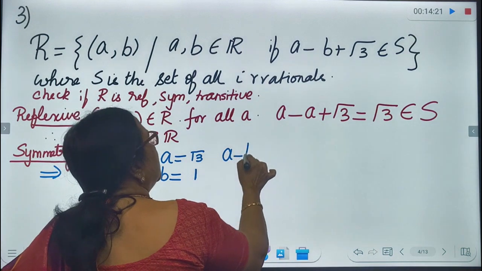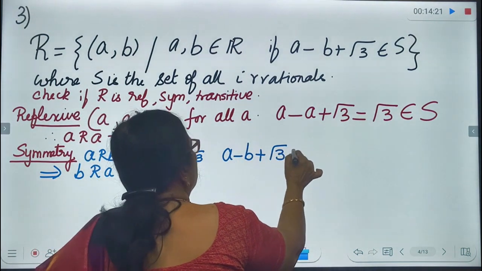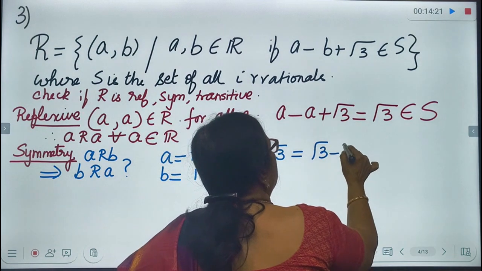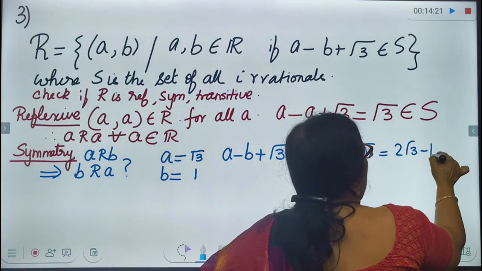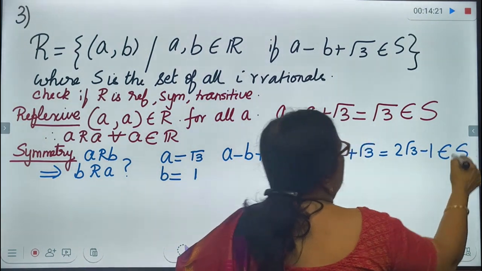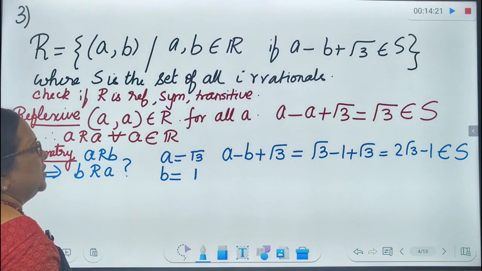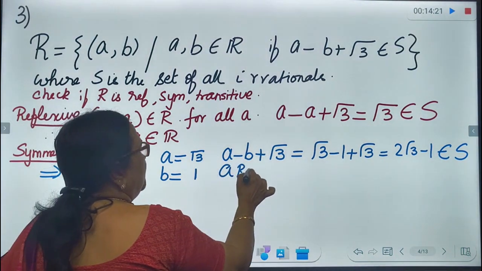Now what will be A minus B plus root 3? That will be root 3 minus 1 plus root 3, 2 root 3 minus 1, which is an irrational number. Therefore, it belongs to S. So, A is related to B.